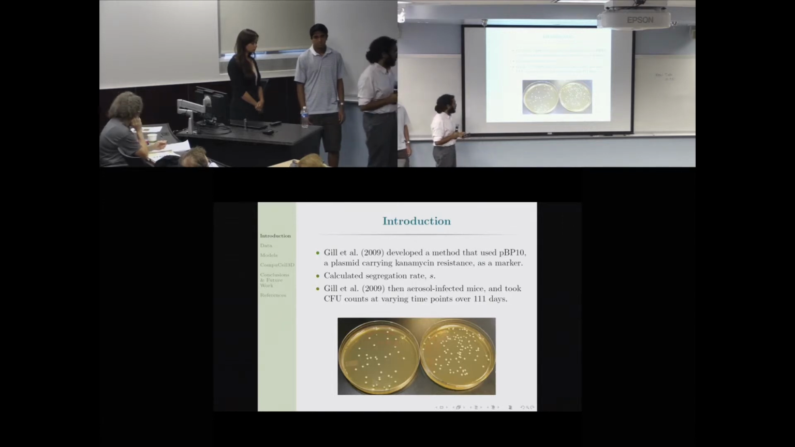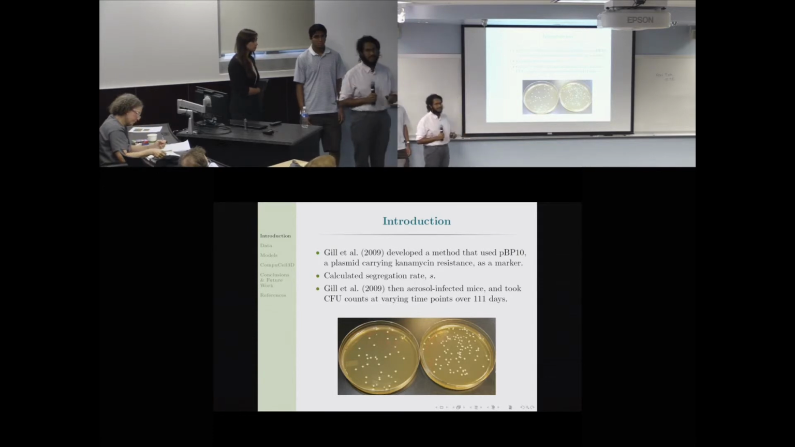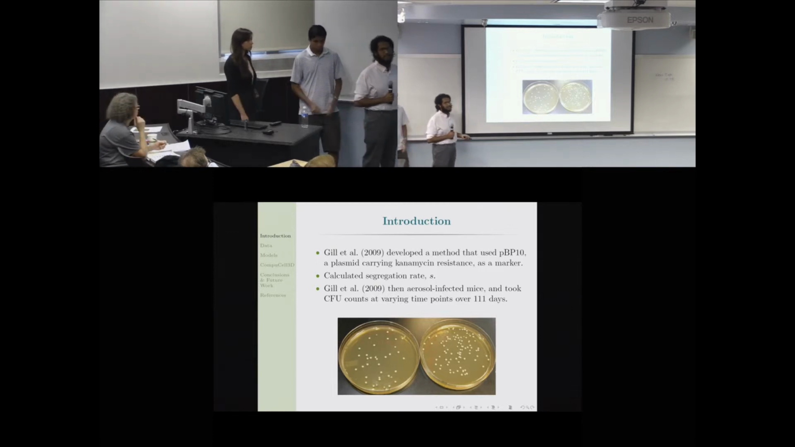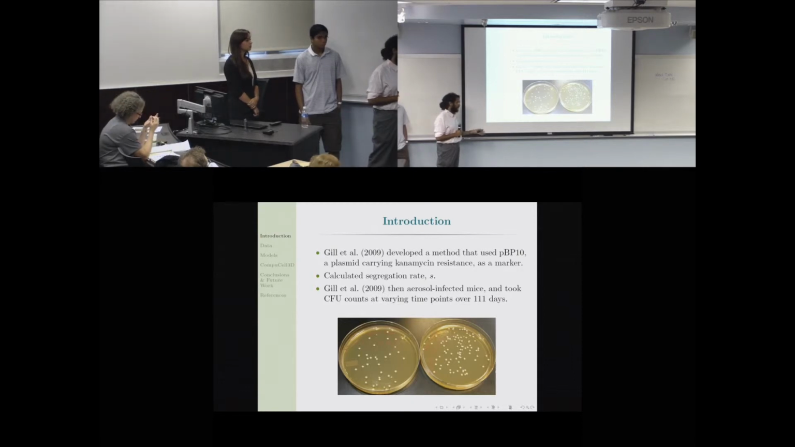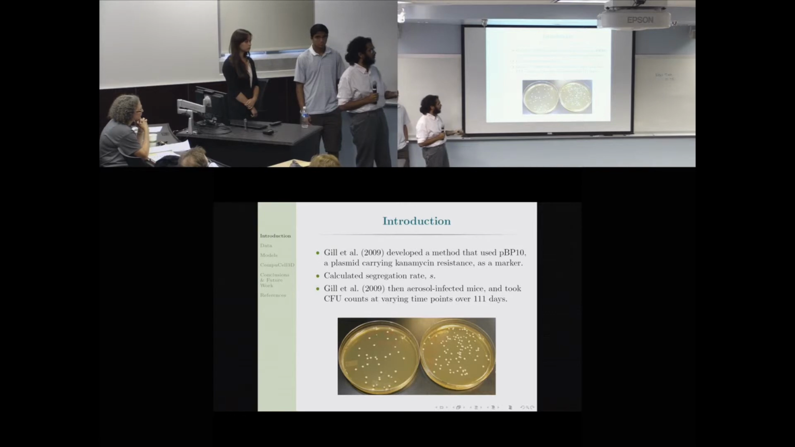As you can see here, the method they used was to take in vitro cultures infected with the plasmid and plate them onto two different plates. One plate had kanamycin, and the other was just normal media with no antibiotics whatsoever. Only the bacteria that contained the plasmid were able to grow on the kanamycin plates. They then took the ratio of the bacteria with the plasmid that grew on the kanamycin plates to the total number of bacteria that grew on the unselective plate.